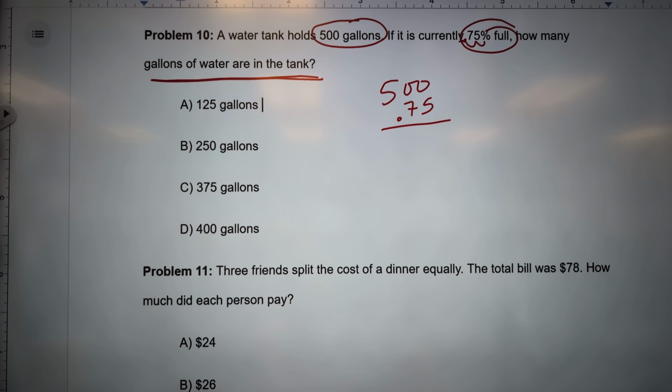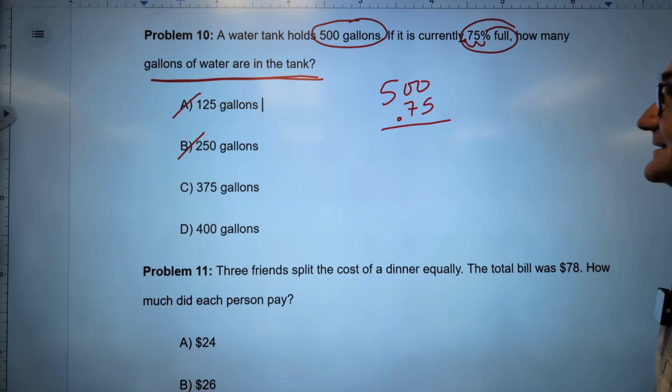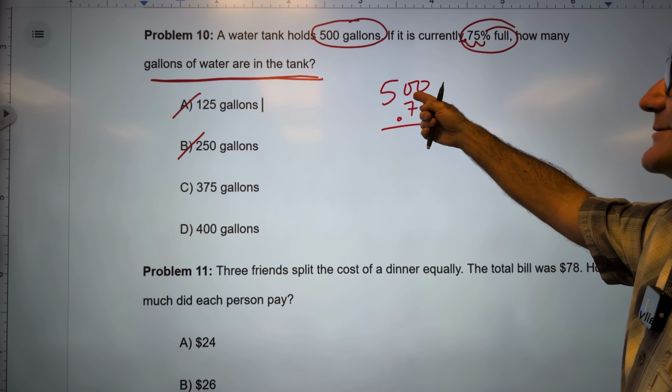I could eliminate some answers here. It's got to be more than half. So I could eliminate those two. And then I could just cut that number in half.